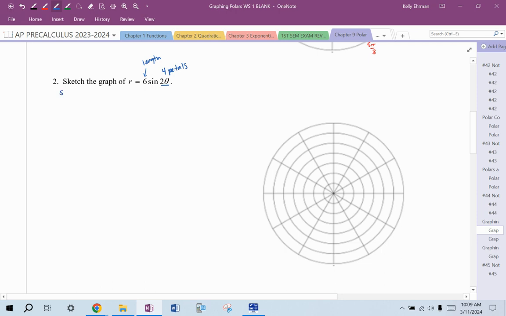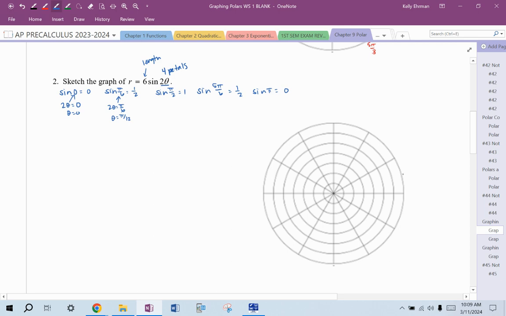And remember, we had nice angles that we put in for sine. Sine of 0 is 0. Sine of pi over 6 is 1/2. Sine of pi over 2 is 1. Sine of 5 pi over 6 is also 1/2. And sine of pi is 0. But we have 2 theta. So remember, we need to say, well, 2 theta equals 0. So theta equals 0. 2 theta needs to equal pi over 6. So the angle that I'm really plugging in is pi over 12.